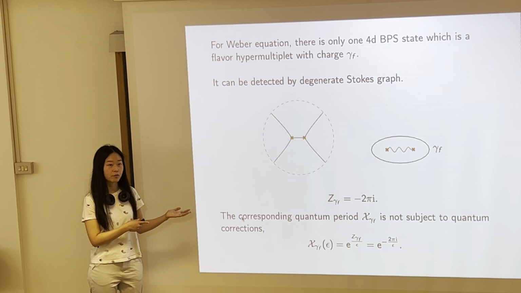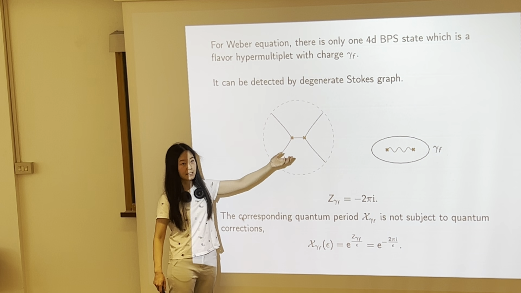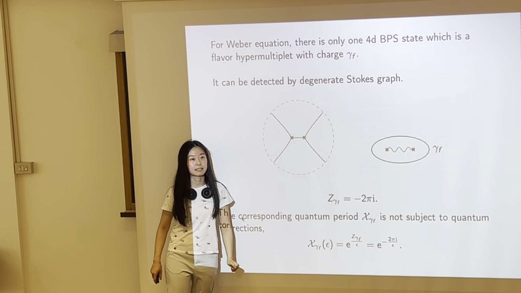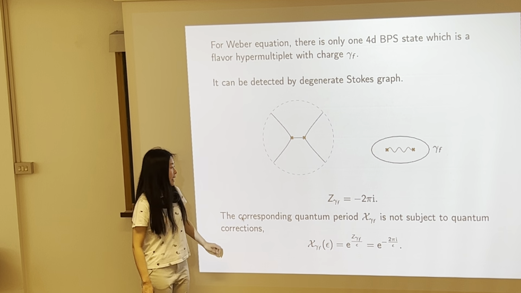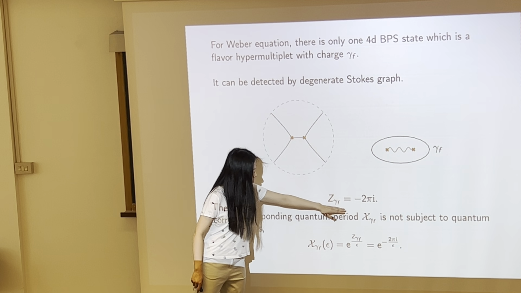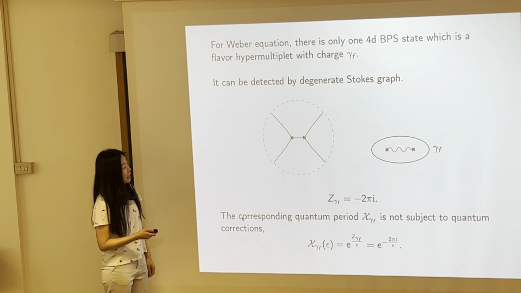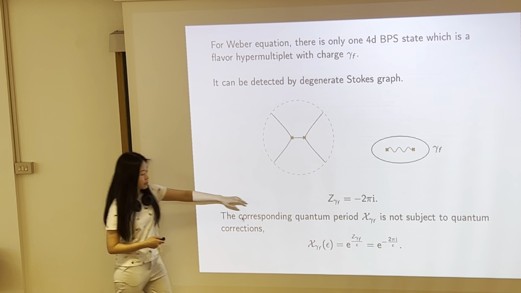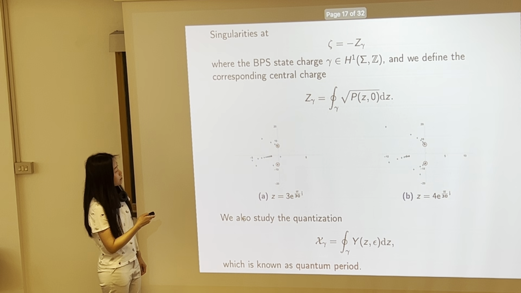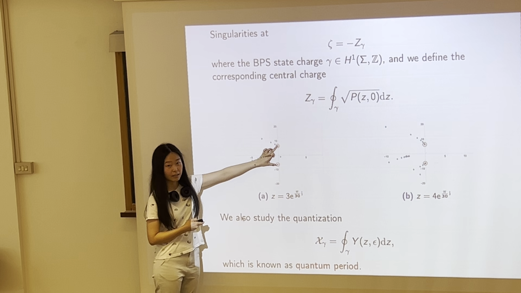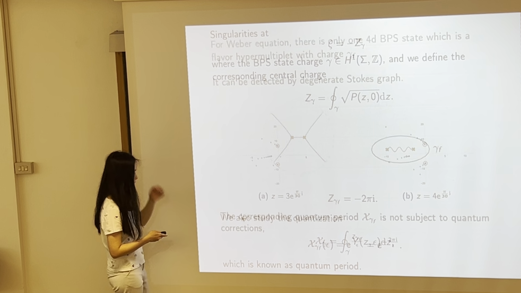And in this Weber equation case, we can just check the Stokes graph for different phases and see that there is only one BPS state here, which is the flavor hypermultiplet. And we can calculate explicitly the central charge of it, which is minus 2 pi i. And there is also the antiparticle of that, which gives you plus 2 pi i. So we can see that these are approximately the points we get in the Borel plane.